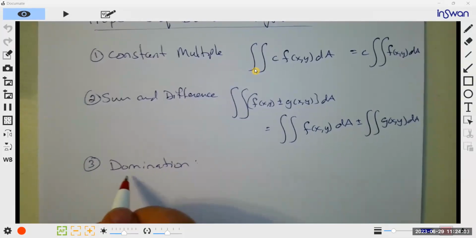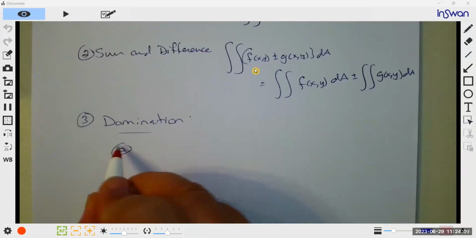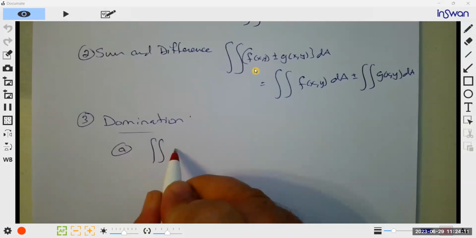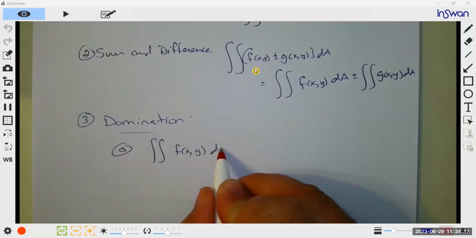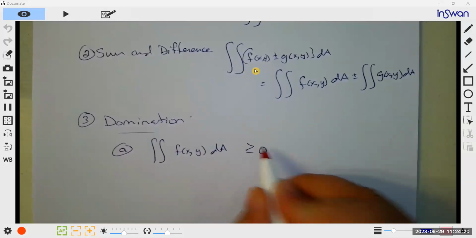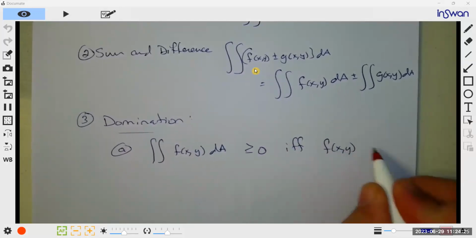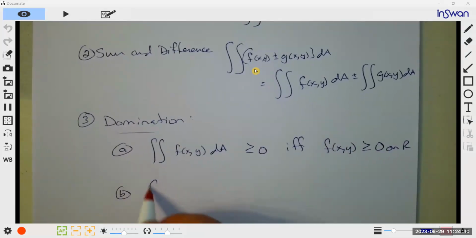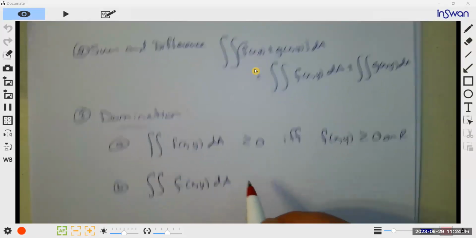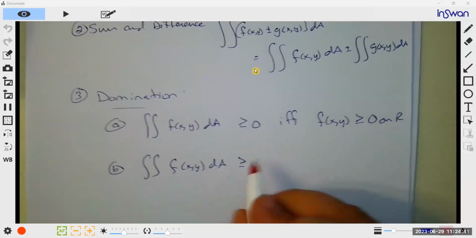Domination. This one's interesting because it's whatever is larger. If we had our double integral, that's positive if and only if the function itself is positive on R. Conversely, if it's negative, if and only if the function is negative.